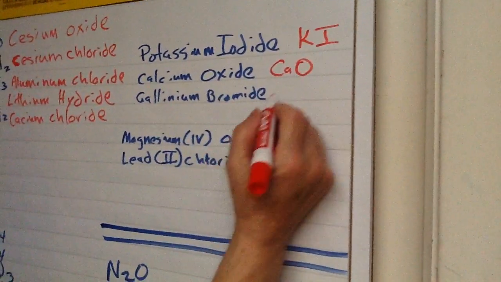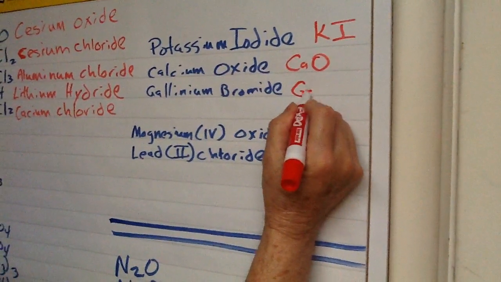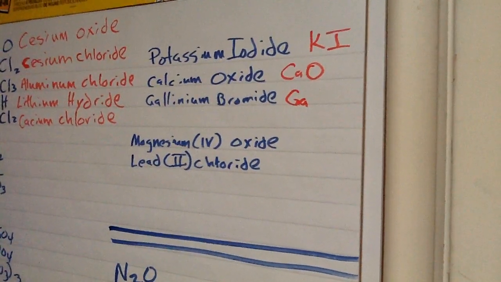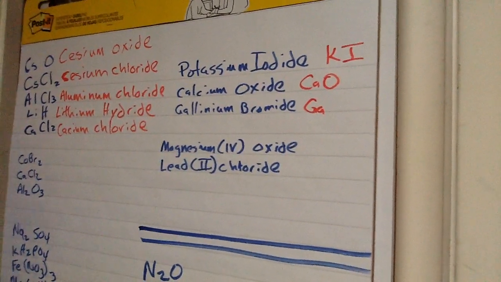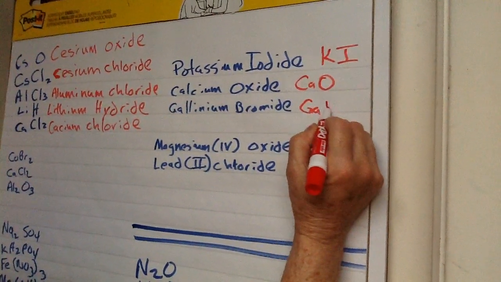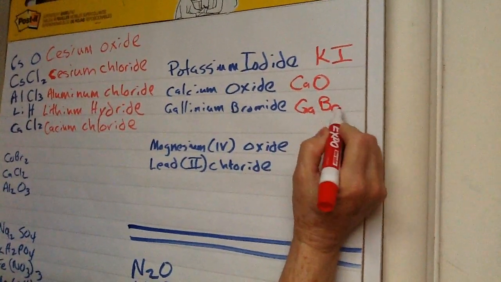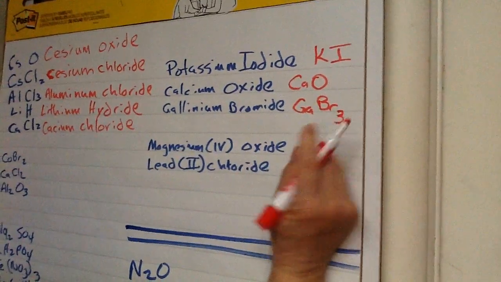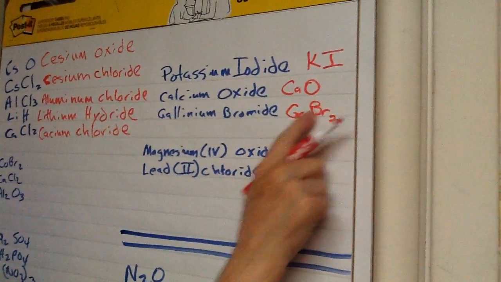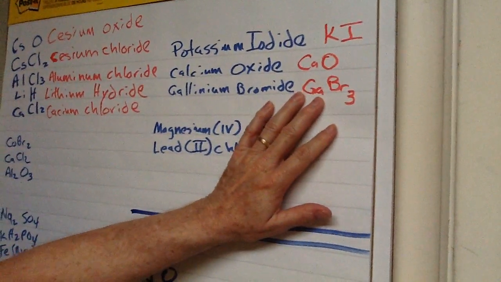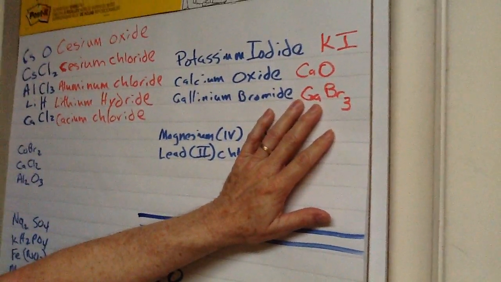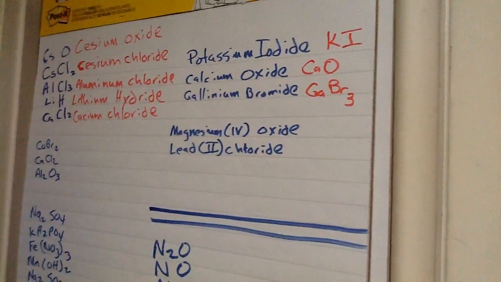Gallium bromide. Gallium is a +3, group 3 metal under aluminum. And it comes together with bromine, which has a -1 charge, like all the halogens do. So I'm going to need, because this is +3, this is -1, I'm going to need 3 of these to neutralize that. So here's the trick.